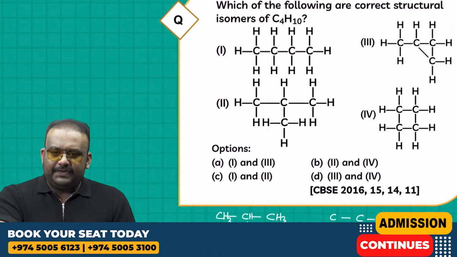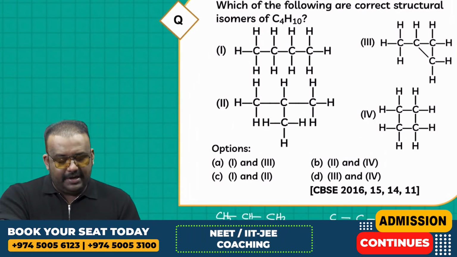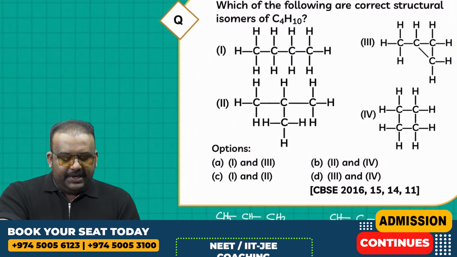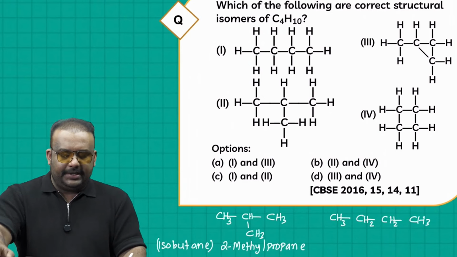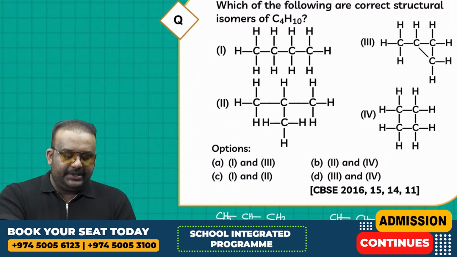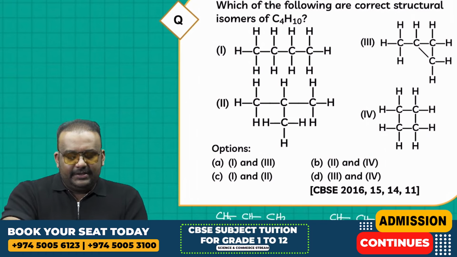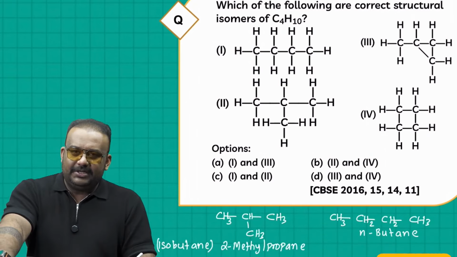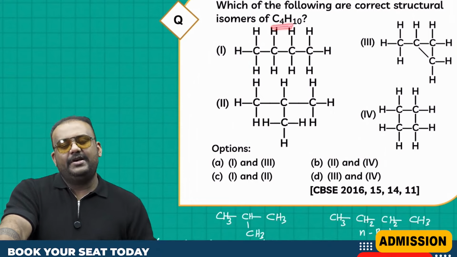This can be an isomer of C4H10. Yes, because it has the formula C4H10. And then we have CH3, CH2, CH2, CH3. This is a straight chain of 4 carbon atoms, so this is normal butane. This also has the same formula C4H10. So these are the two isomers I can think of when the formula C4H10 is written.